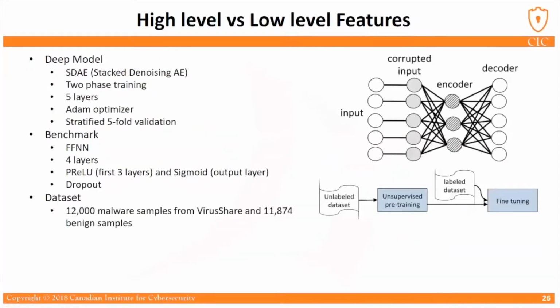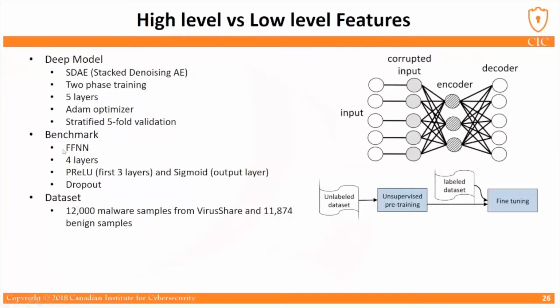The deep model that they had used was a stack denoising autoencoder, as you can see from the figure. So they have a corrupted input here. They add noise to the input, and then they have the simple autoencoder. And they have two-phase training, first unsupervised pre-training and then fine-tuning. They have 5 layers, and they have used Adam optimizer and a stratified 5-fold validation.